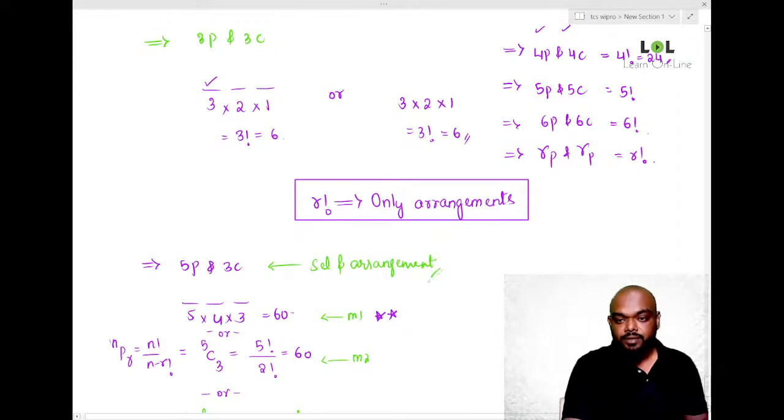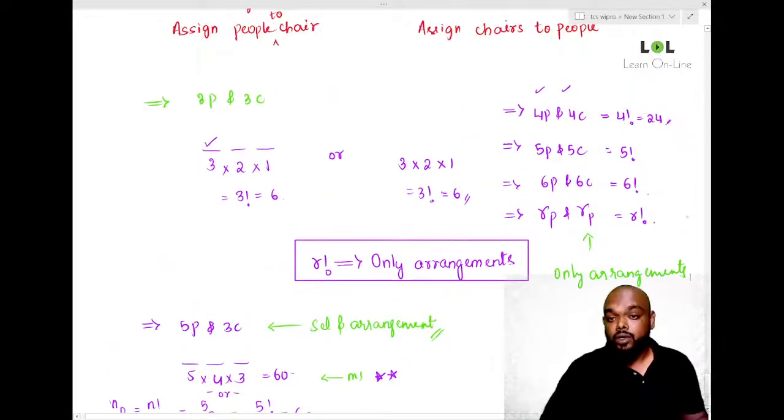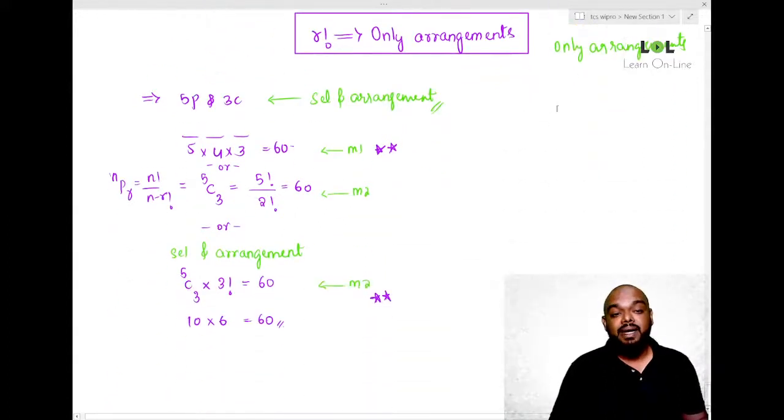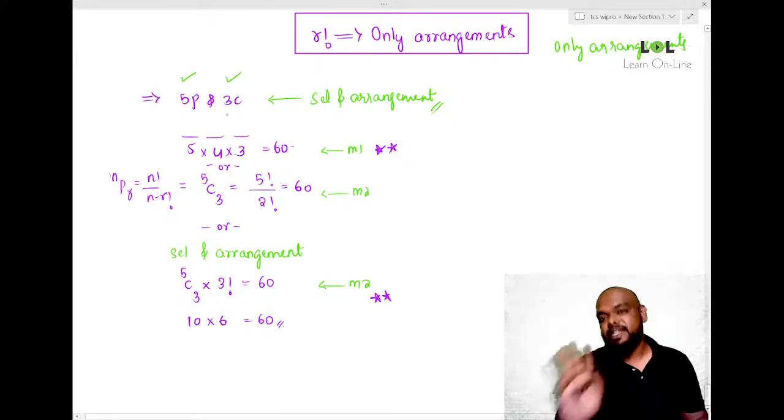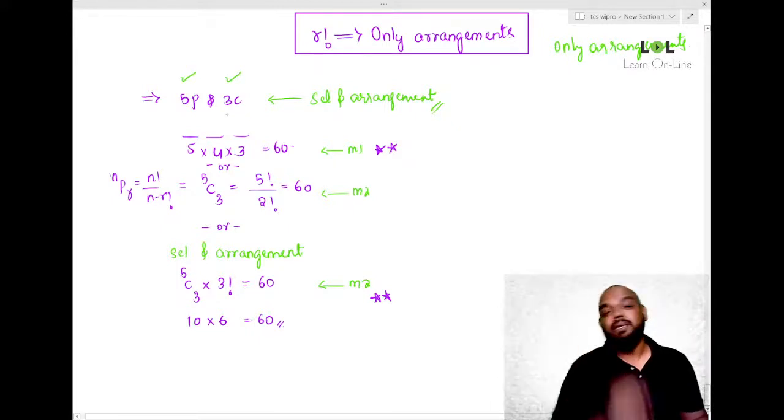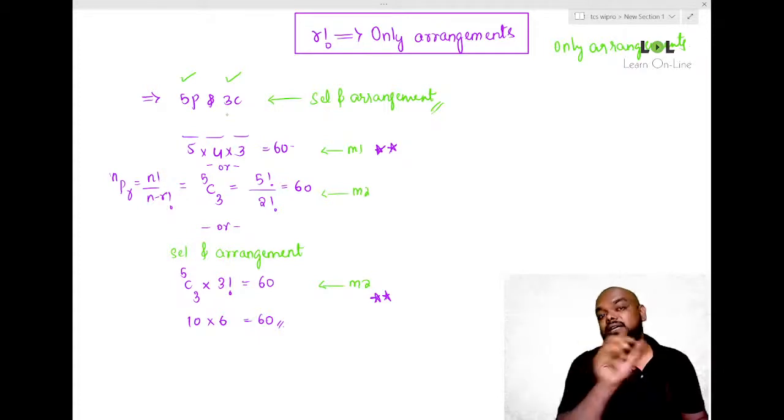Okay, Manohar. This is only arrangement. Think about it. When do we get only arrangements? Look at this part. When availability is equal to the requirement, it will be only the arrangement. But here availability is more than requirement. For 3 chairs we need only 3 people, but we have 5 people. So now we need to select which 3 people we want. So that's why we get selection and arrangement.